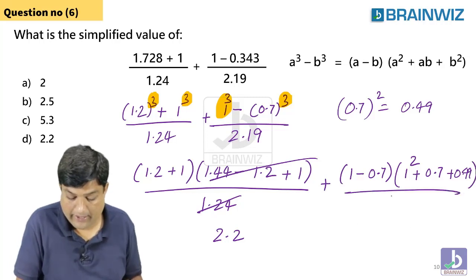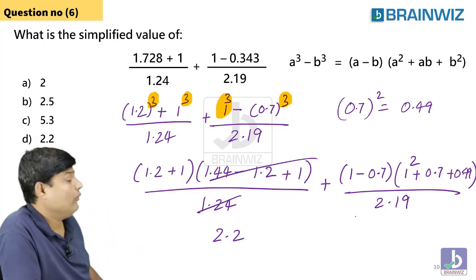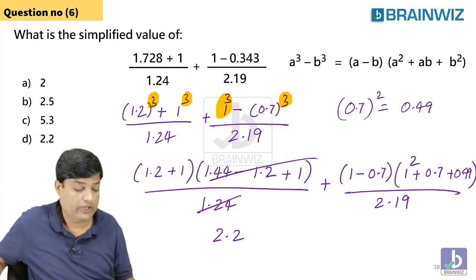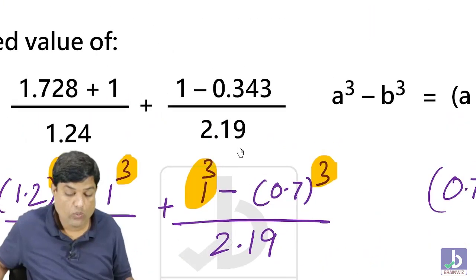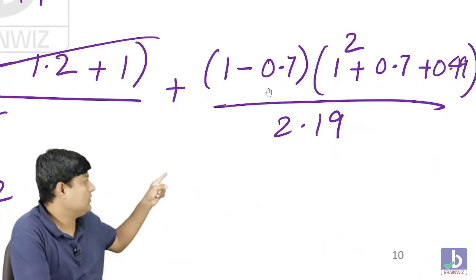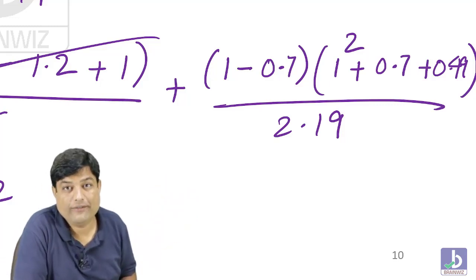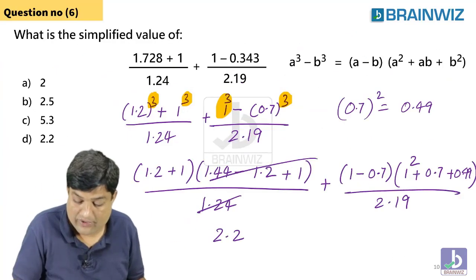0.49, now divided by 2.19. So I believe you're understanding the reason he has given this 2.19. Why is it given? So that when you apply 1 square plus 0.7 plus 0.49, it comes to 2.19. That's great, guys. Let's have a look here.